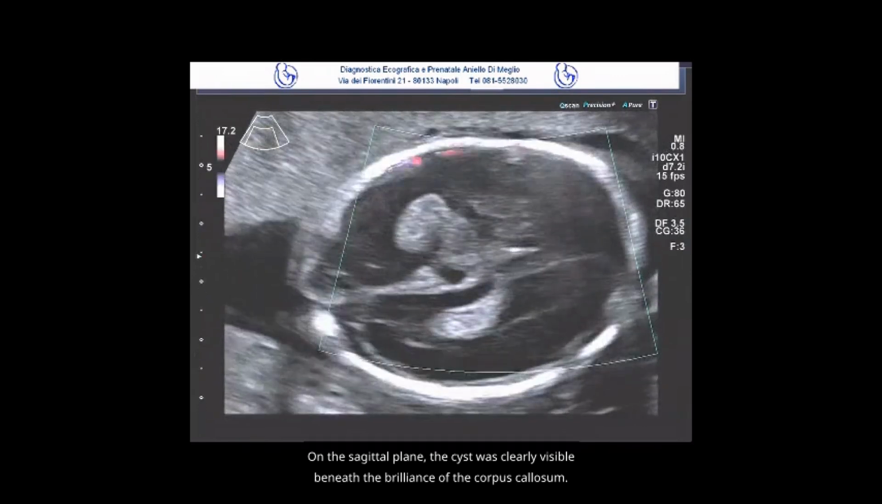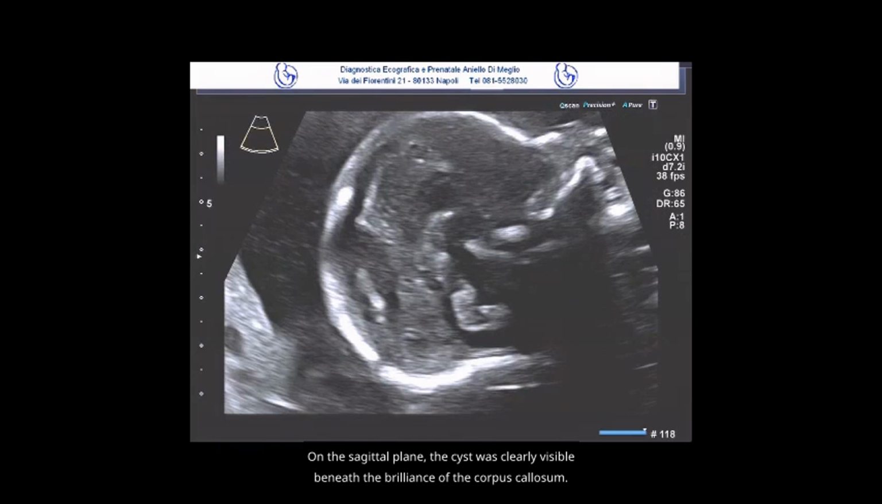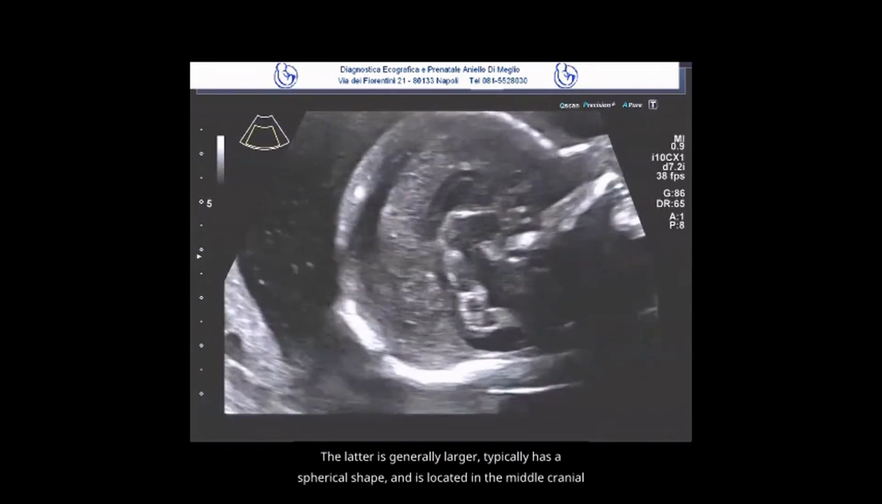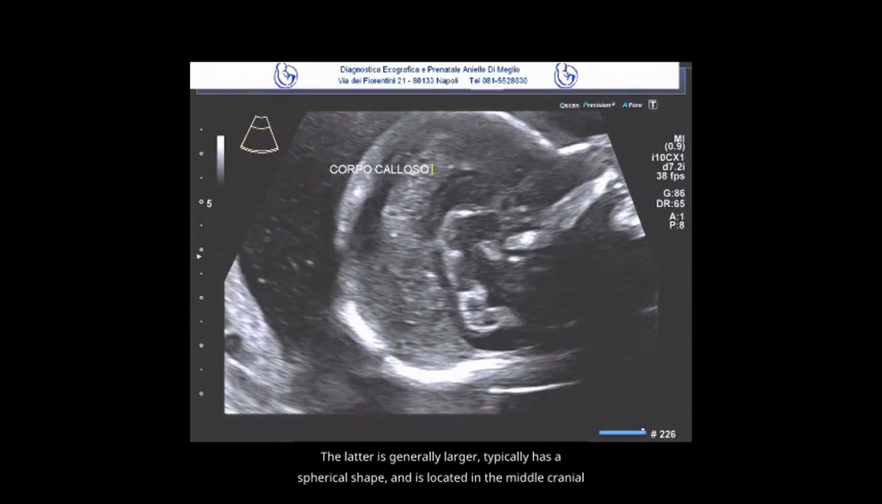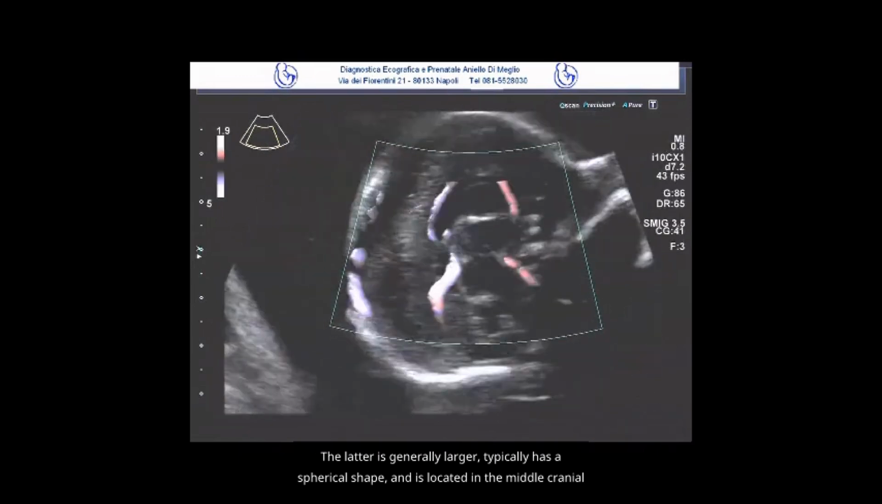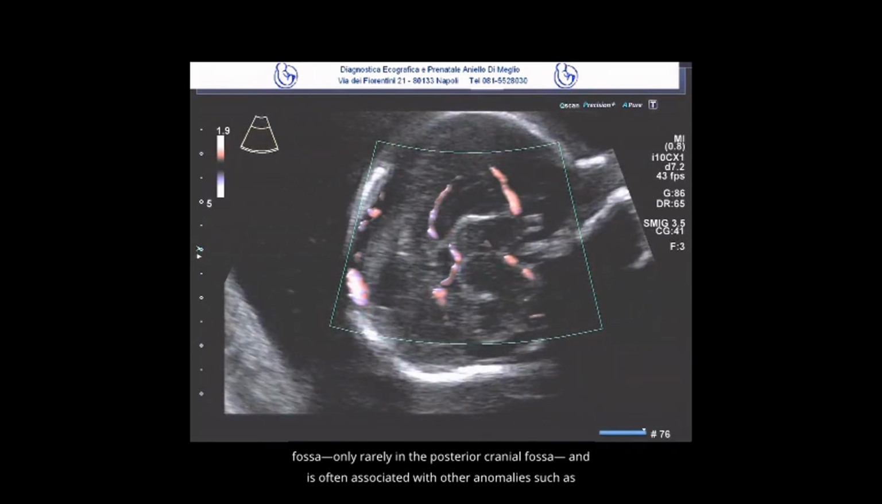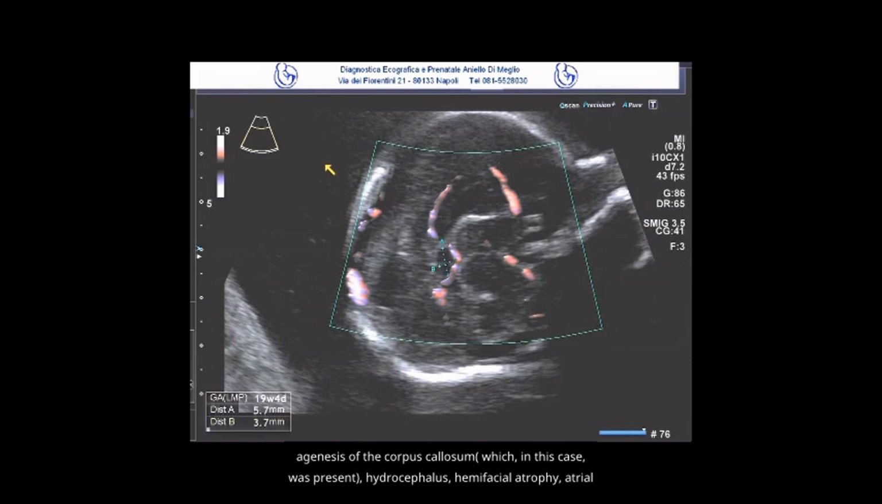On the sagittal plane, the cyst was clearly visible beneath the brilliance of the corpus callosum. It should be noted that the velum interpositum cyst must primarily be differentiated from an arachnoid cyst. The latter is generally larger, typically has a spherical shape and is located in the middle cranial fossa, only rarely in the posterior cranial fossa, and is often associated with other anomalies such as agenesis of the corpus callosum, which in this case was present, hydrocephalus, hemifacial atrophy, atrial septal defect, and cleft lip and palate.